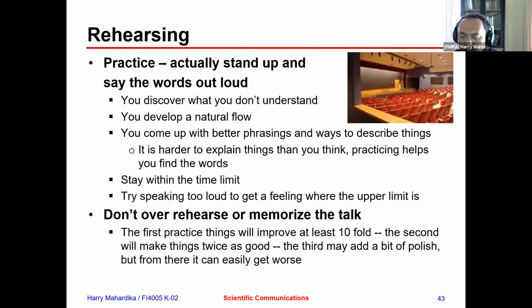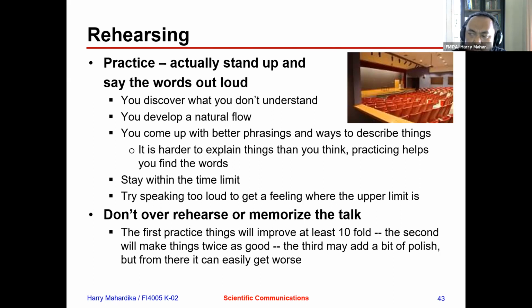Okay, so rehearsing is the key to your success. Do not over-rehearse or memorize the talk, but you need to practice. Even though memorizing your presentation is not encouraged, the degree of comprehension that you need is that you have the ability to explain the topic even though you don't have the slide.